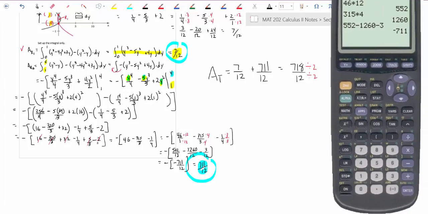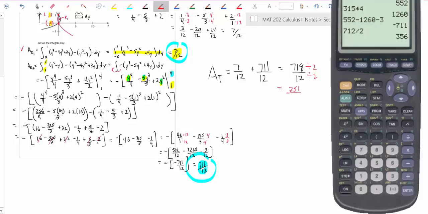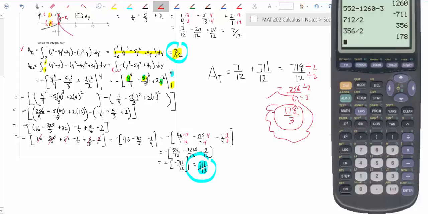So if I do 718 divided by 2, I'm going to get 359 over 6. Okay, then I can divide by 2 again. If I do 356 divided by 2, that's going to be 178 over 3, which appears to be the final answer to the problem. Okay, so that's the answer right there.